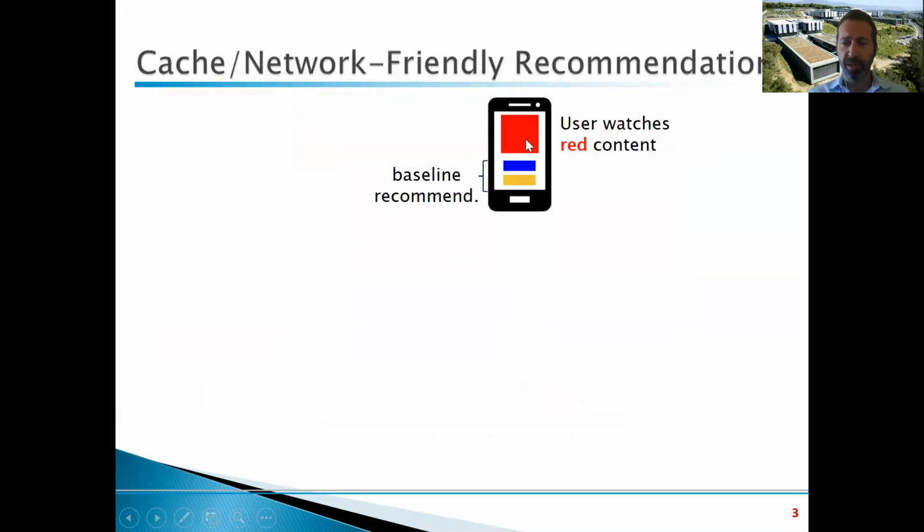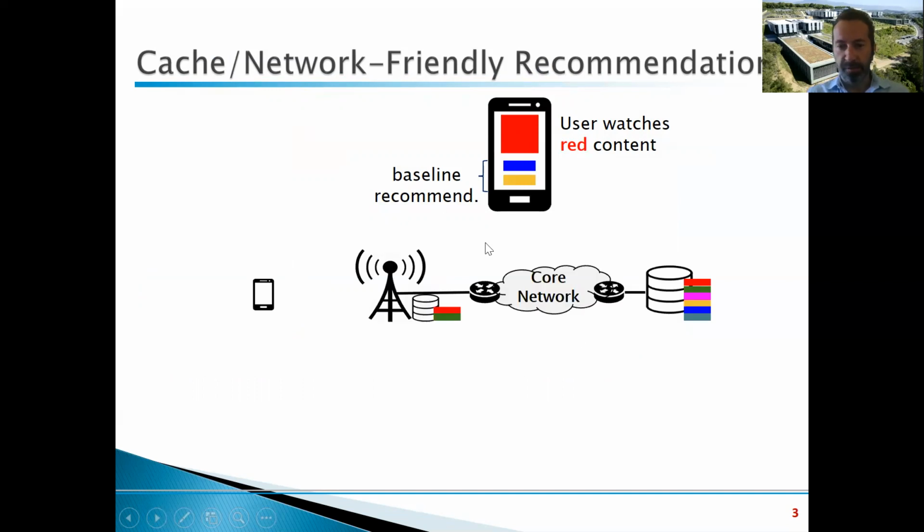Imagine a user that is watching this red content here, and then normally, below or next to this content, there's a couple of recommendations. Let's say the blue and the yellow content. And there is a caching network. You have a local cache that fits these two contents and a remote cache that fits everything.